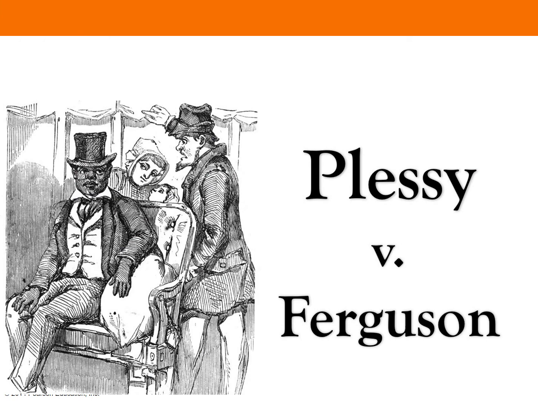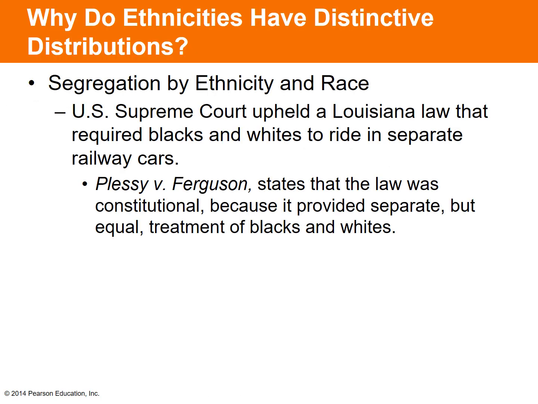I want to talk about some of the segregation that has occurred in the US and abroad as it relates to ethnicity. The first thing that we'll talk about is a very important Supreme Court case, which is Plessy versus Ferguson. The Supreme Court upheld a Louisiana law that required blacks and whites to ride in separate railway cars. Plessy versus Ferguson stated that the law was constitutional because it provided separate but equal treatment of blacks and whites.